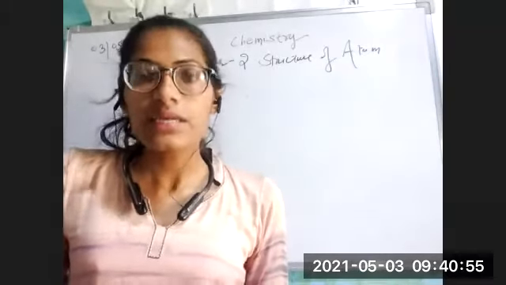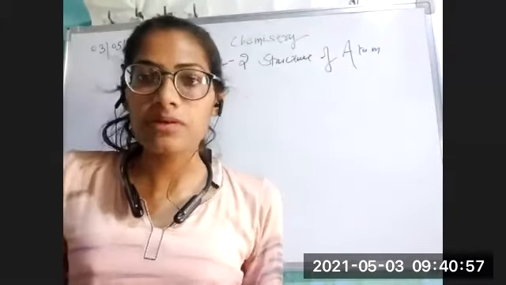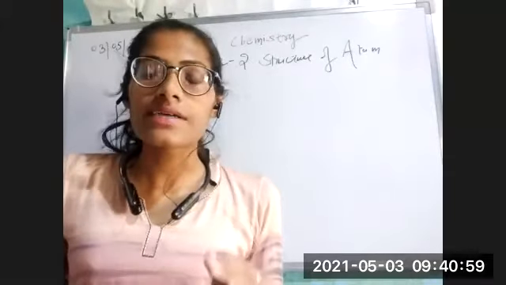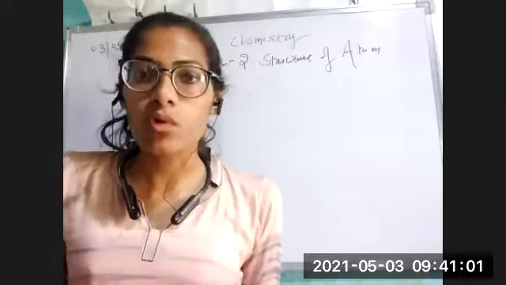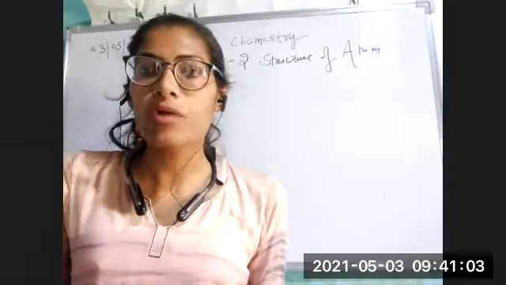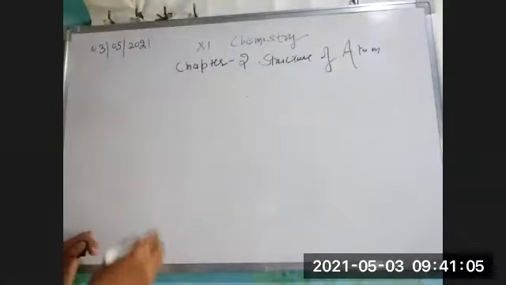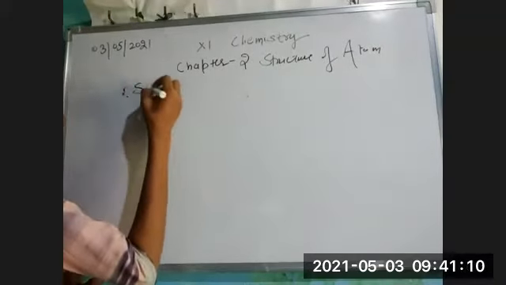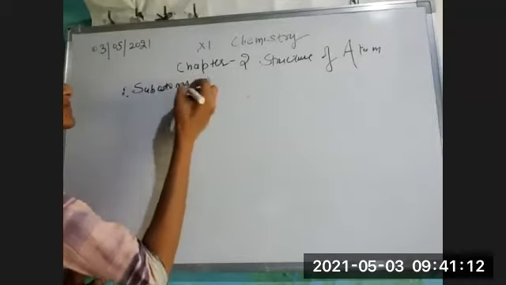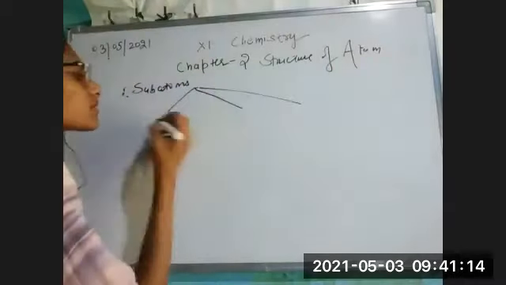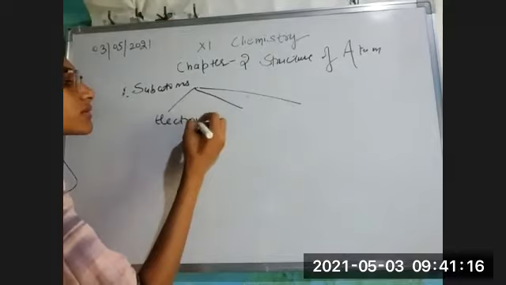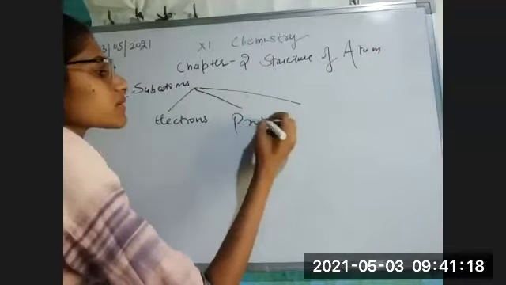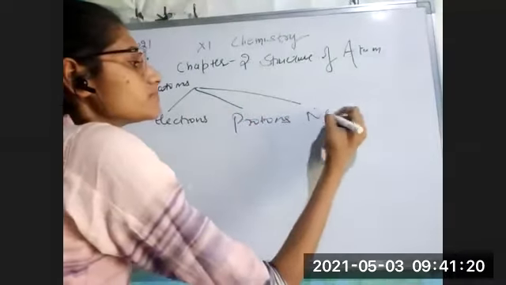So basically, in this chapter, we will start with the discovery of electrons, protons, and neutrons. Okay, I hope I'm clear. So the first topic is subatoms, that is electrons, protons, and neutrons.